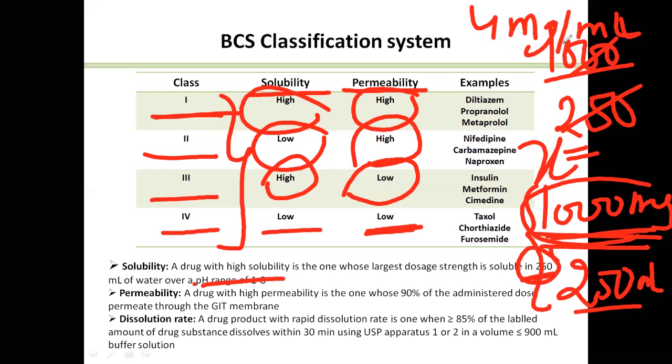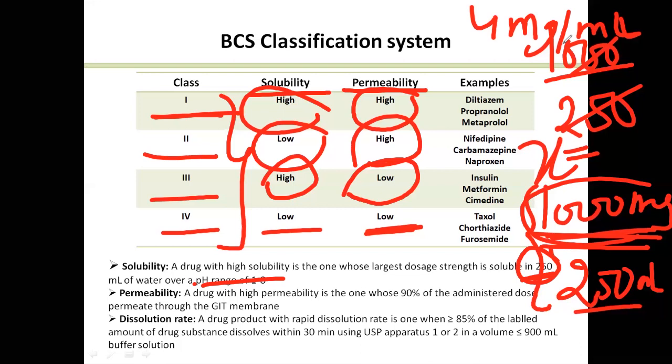Because in our GIT, the pH ranges from 1 to 8. In our stomach in the fasted state, HCl would be released and it is undiluted, so the pH would be around 1.2. If I have given a drug in a fed state, then the pH of the stomach would be like 3.2 or 4.